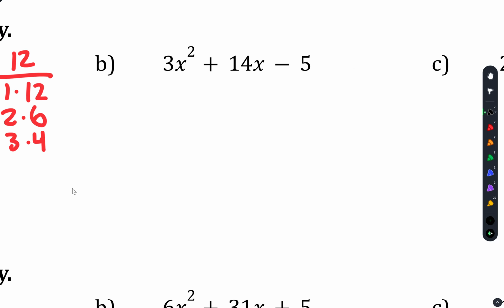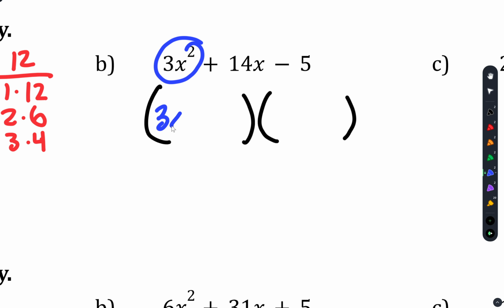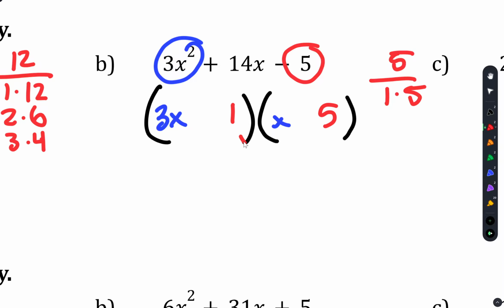Okay, letter B, same deal. No GCF, so I'm starting with my bubbles. 3x squared becomes 3x times x. And there's only one option for 5. It's 1 times 5, which makes my life a little bit easier. I'm trying to get to 14, so I know that I want to multiply the 3 and the 5 together. So I'm going to put them here.